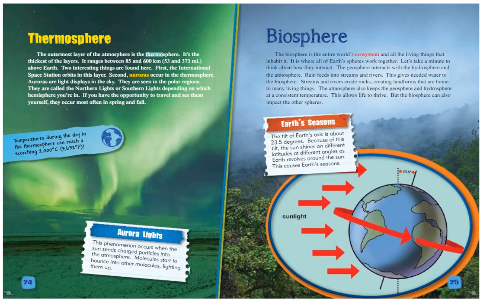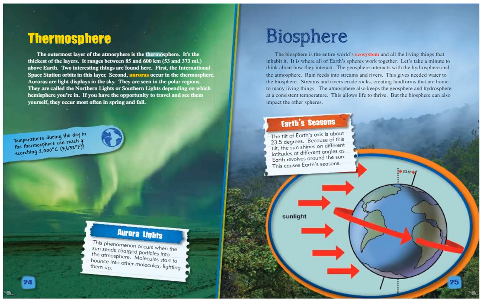Second, auroras occur in the thermosphere. Auroras are light displays in the sky. They are seen in the polar regions. They are called the northern lights or southern lights, depending on which hemisphere you're in. If you have the opportunity to travel and see them yourself, they occur most often in spring and fall.